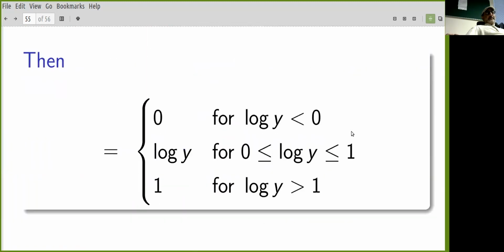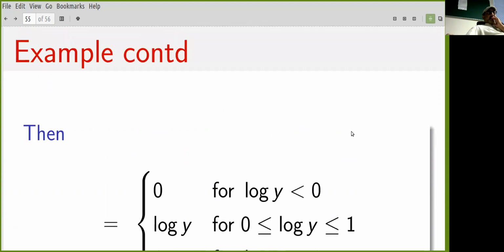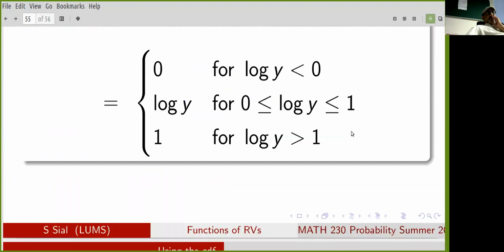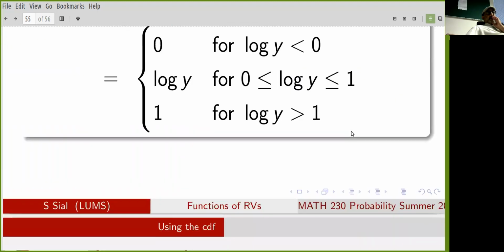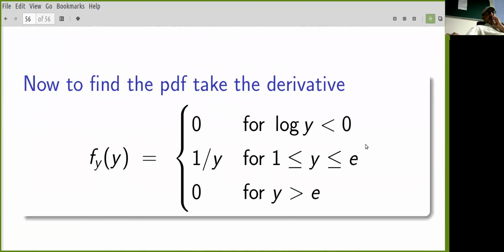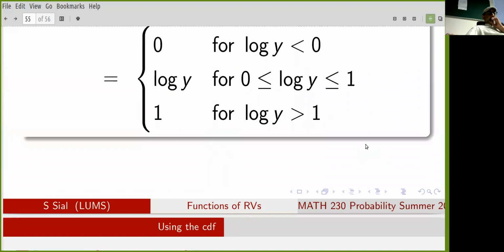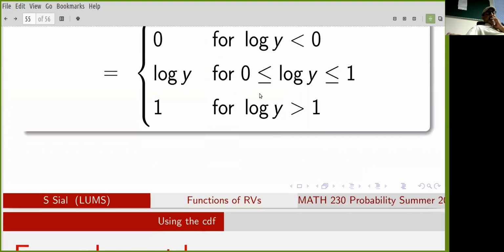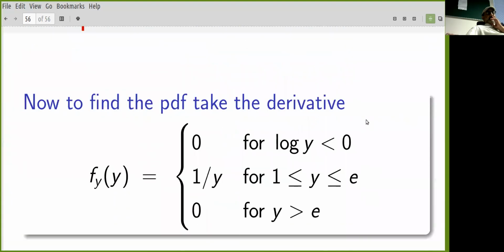Okay, so now to find the PDF from the CDF. This is the CDF for y. We have to take the derivative with respect to y. So we get 0 for log of y less than 0. The derivative of log of y is 1 over y for 1 less than or equal to y less than or equal to e. Right? e to the 0 is 1, and e to the 1 is e. And this derivative is 0 for log of y bigger than 1, which is the same as y bigger than e. And you have it.